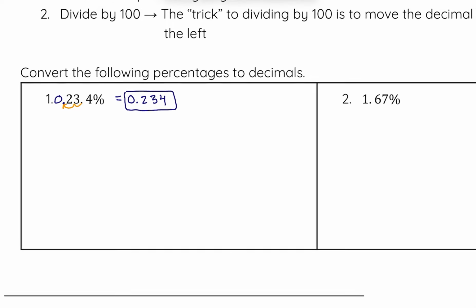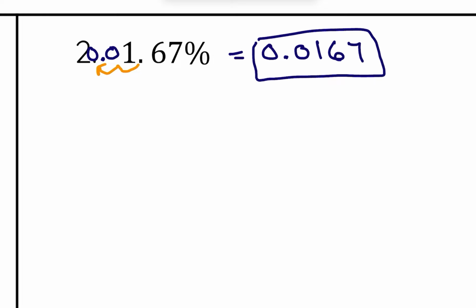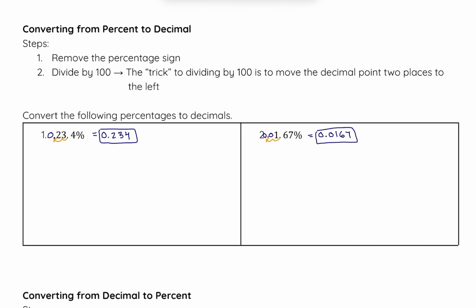Let's take a look at another example. So example 2, we're going to do the same thing. We need to move the decimal 2 places to the left. And notice that there was no digit in front of the 1. So again, just like we did previously, anytime there's no digit there, we can just fill in a 0. So our decimal ends up being in between those two zeros. So we get that 1.67% is equal to 0.0167. So that is how we convert percents to decimals.